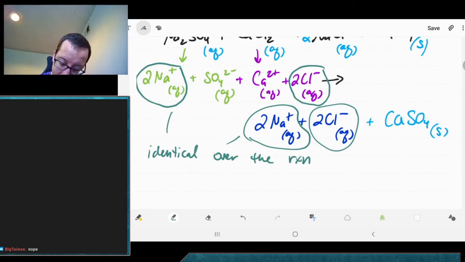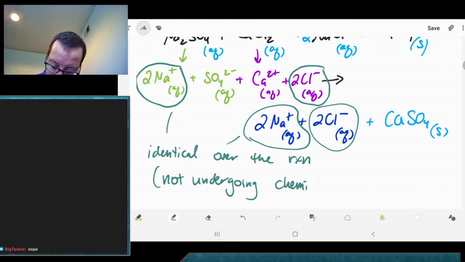That means they are not undergoing a chemical change, or thereby they are not participating in the reaction. They're just kind of floating around there. They're floating around in the solution. They're not really doing anything.